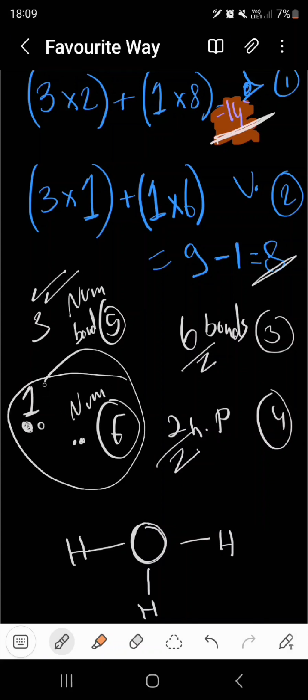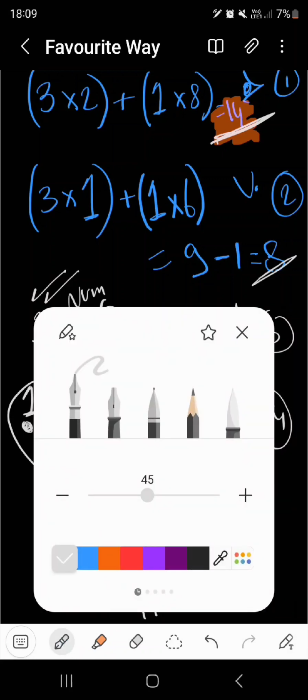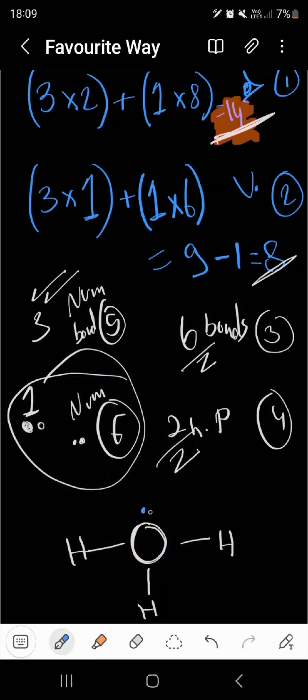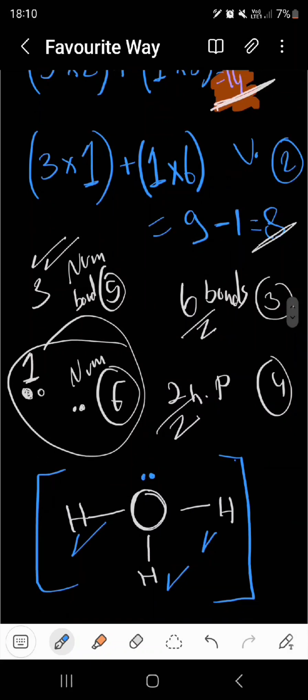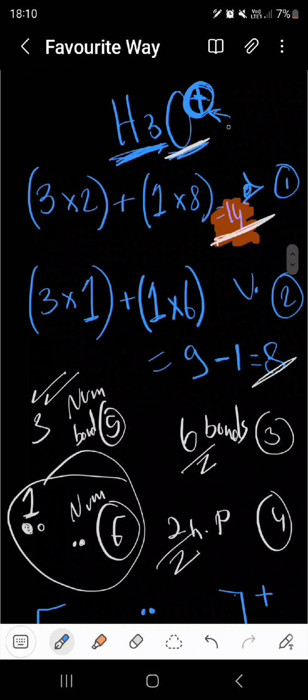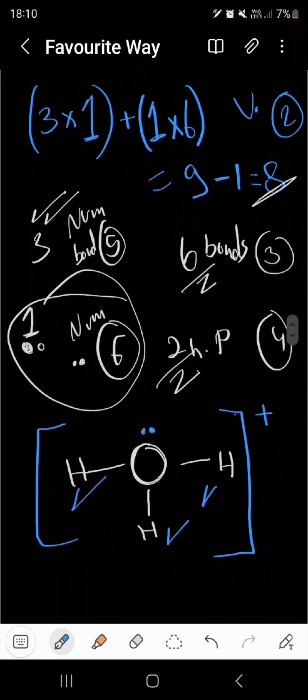The 6th step is to put the pair on O. We are going to put it on O because H is stable, H is stable, H is stable. They are all stable except O. Now the molecule is good. But there's one last step, which is this. We need to add the plus because it's in the actual question. So after finishing the whole drawing, you need to put these brackets, then the charge.